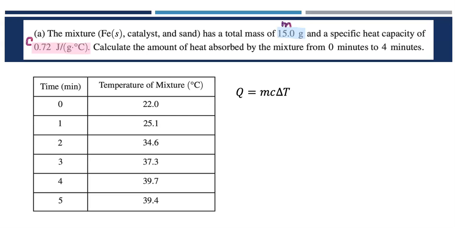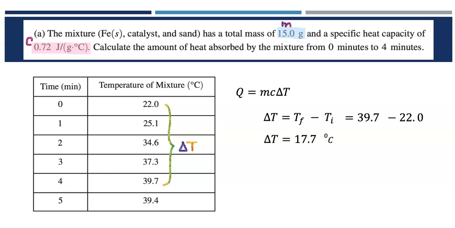Because what we want to do is find the temperature change based on the maximum temperature that was recorded, which was at 4 minutes. And so delta T is the temperature at 4 minutes minus the temperature at 0 minutes. It's always T final minus T initial. So we are going to have a positive number for delta T, and we're going to just substitute those values in, and we get a delta T of 17.7 degrees Celsius. We know the mass, we know the specific heat, we know delta T, substitute and evaluate.